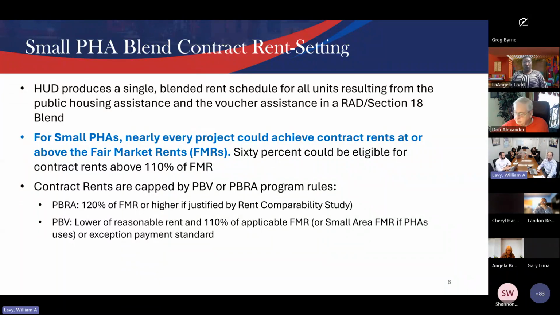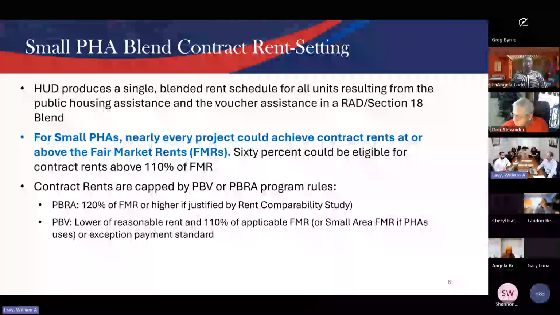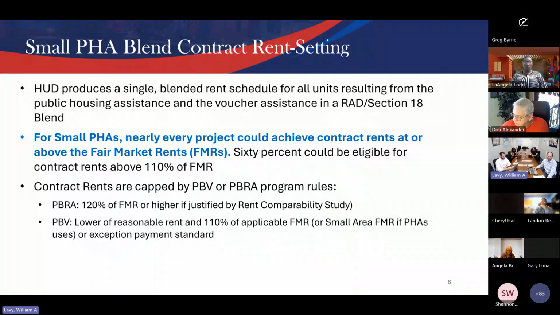60% could even be eligible for contract rents above 110% of the FMR. In the vast majority of cases, this is a nice revenue increase to stabilize the property and to support needed repairs. Well, as with all project-based Section 8 contracts, there are rent caps that are built into those program rules.